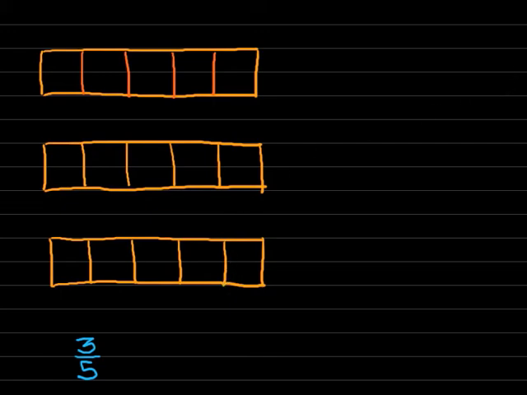Now I said we are interested in the fraction 3/5. So I've got 1, 2, 3, 4, 5 equal parts of a whole, so each of those is a fifth. But I'm interested in 3/5. So that rectangle right there encompasses 3/5.